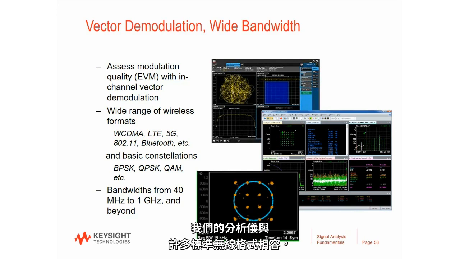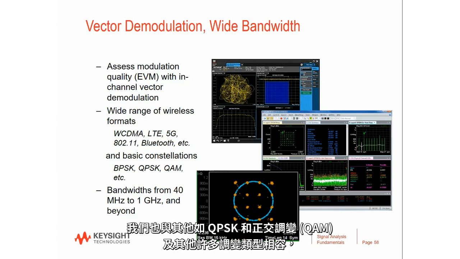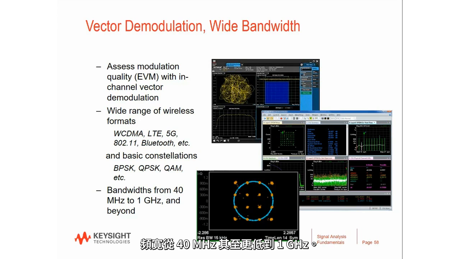Our analyzers cover a wide range of standard wireless formats, for example, WCDMA and LTE and Wi-Fi and so forth. And we also have basic constellations covered, for example, QPSK and QAM, among a long list of other modulation types, from bandwidths as low as 40 megahertz and even lower, all the way up to a gigahertz.